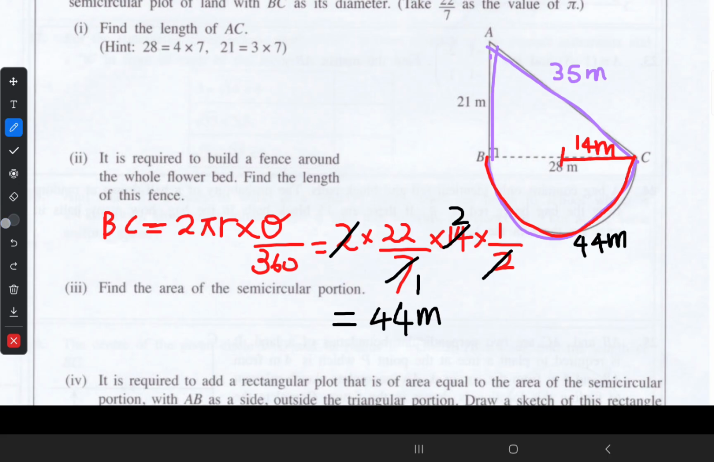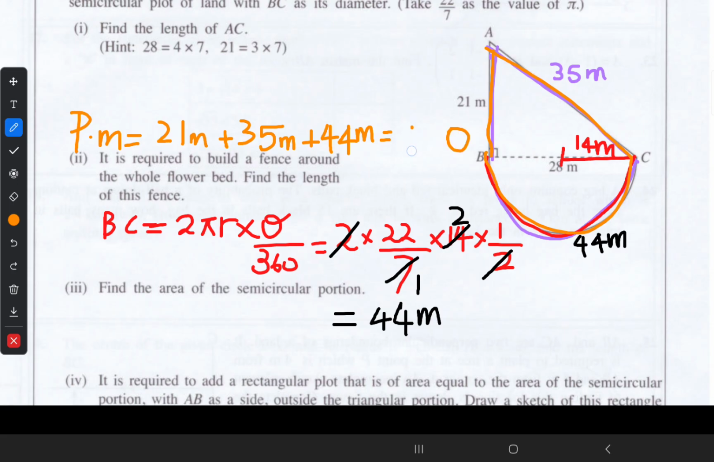Find the length of this fence. That means we have to find the perimeter of this shape. So the perimeter equals the sum of all these: 21, 35 and 44. This is going to be our perimeter. 21 meters plus 35 meters plus 44 meters, 100 meters. 100 meters is the perimeter. So we need 100 meters of fence equipment to build a fence around this whole flower bed.